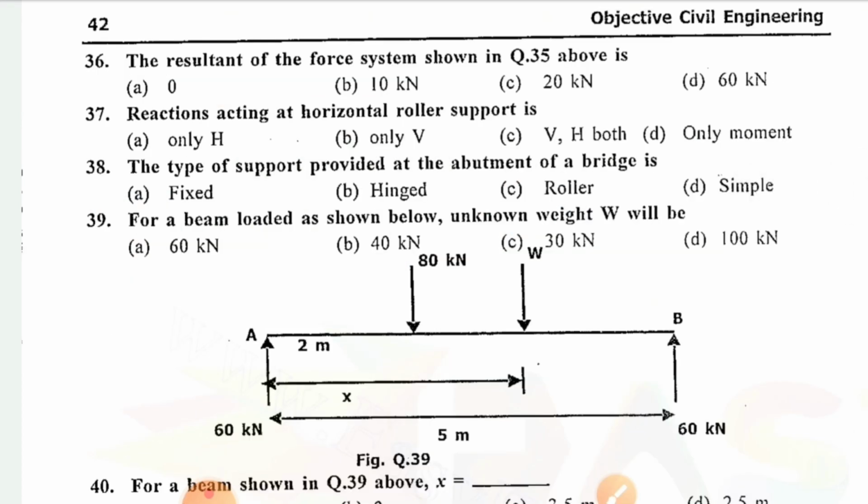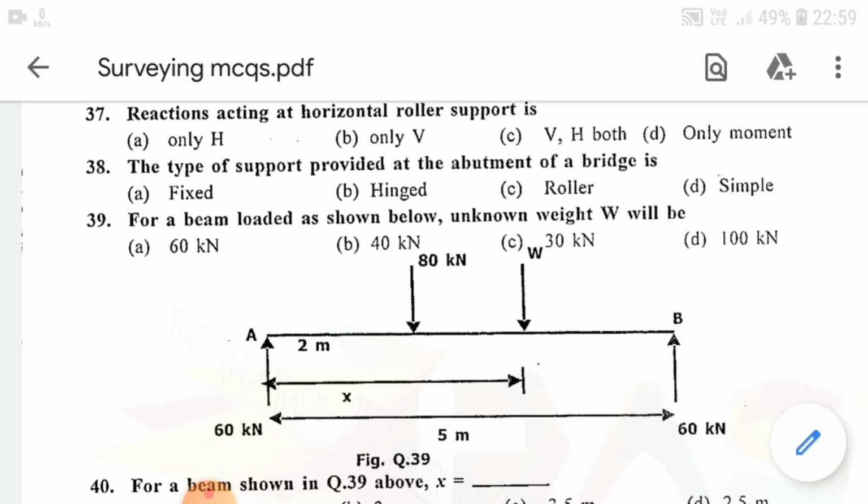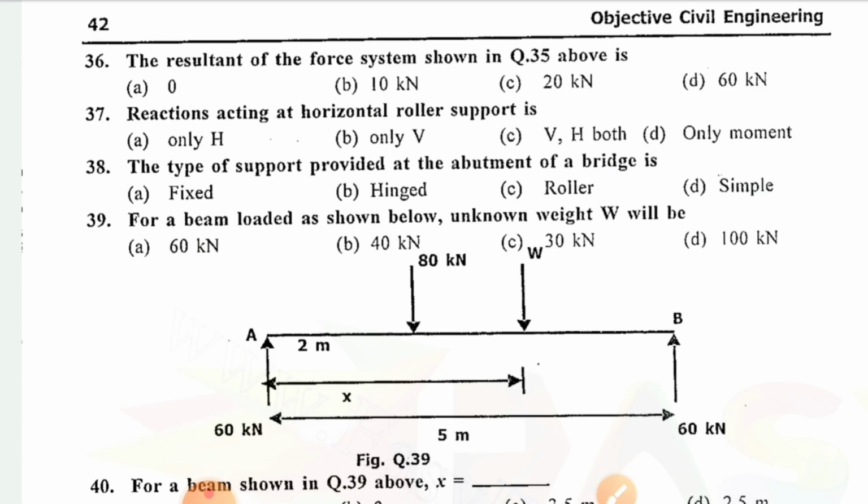Question number 37. Reactions acting at a horizontal roller support is: option B is correct, only vertical direction. Question number 38. The type of support provided at the abutment of a bridge is: option C is correct, roller.